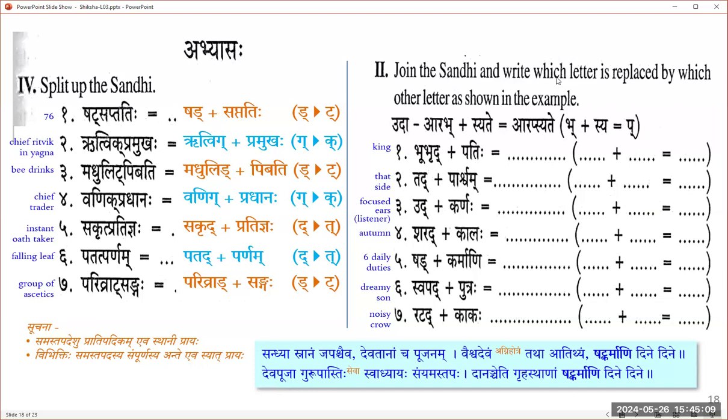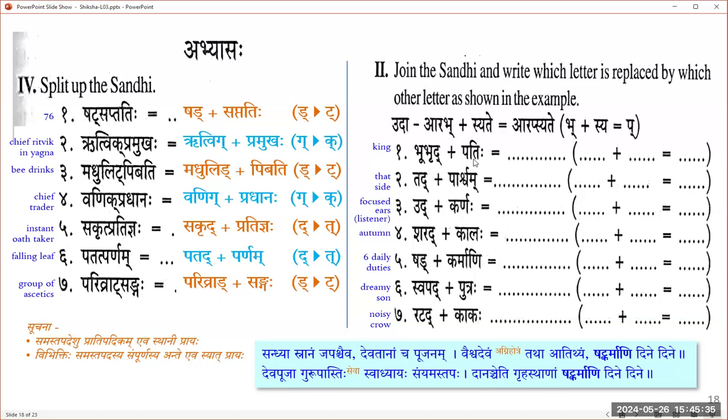Join the sandhi and write which letter is replaced by which other letter as shown in the example. So, for example, Arabh plus yate becomes Arabsyate. Bhakara switches to Pakara, first column. So Arabsyate is the form. Okay, so Bhsya, Psya it will become. So, same way, try to read the next one and give us the splits. Give us the combine.